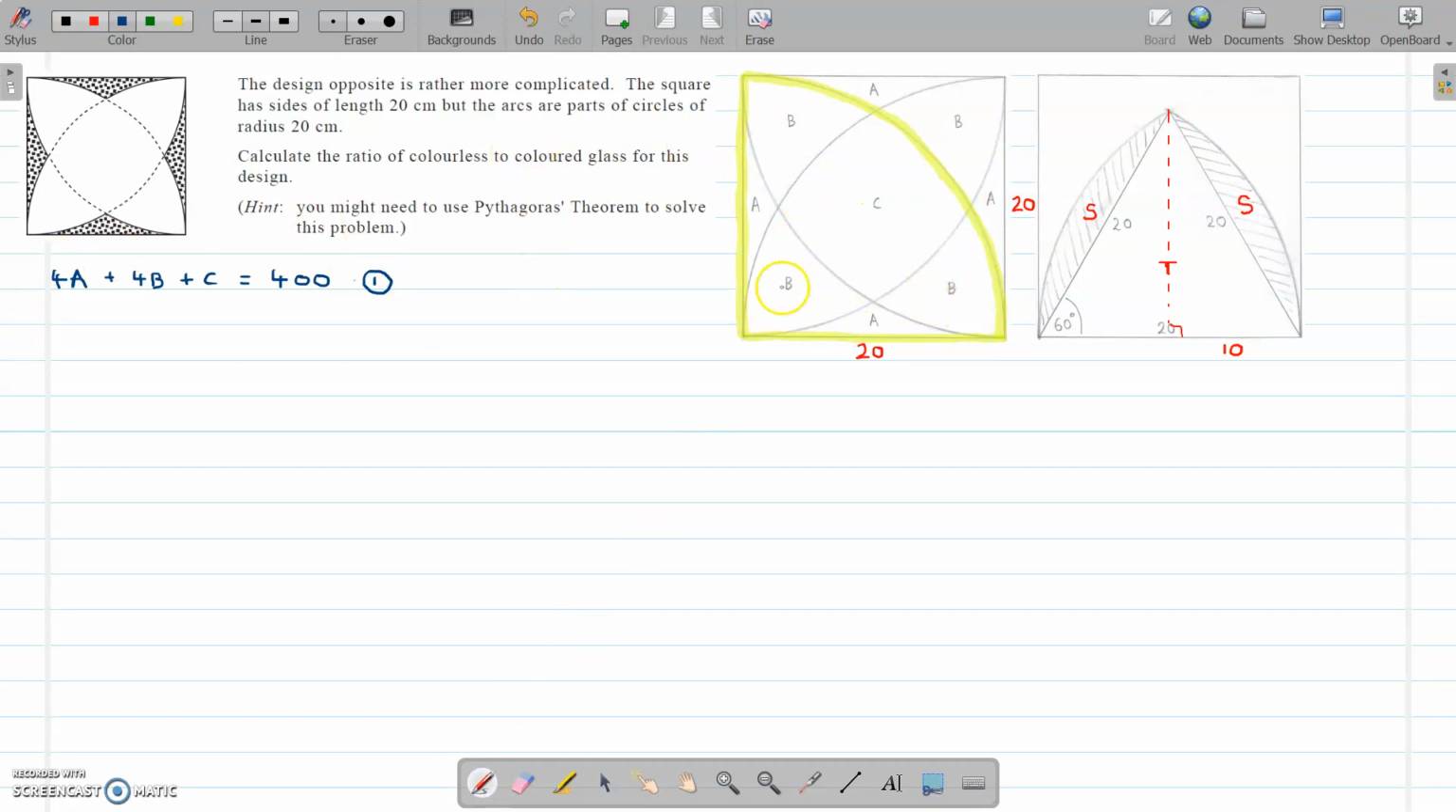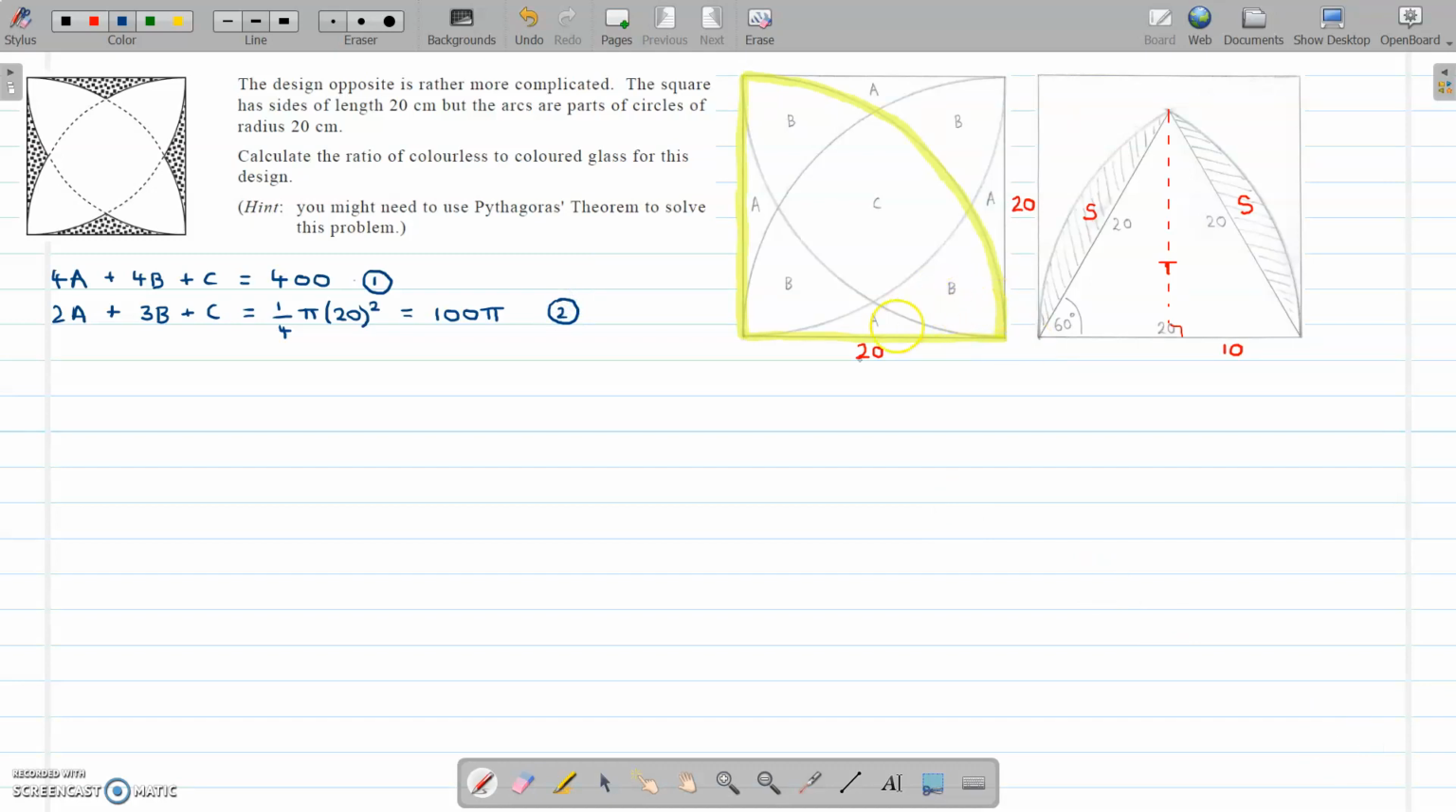The total area inside this quarter circle is A plus A, so 2A, plus I have 3B in there, and I also have C. And I know that that's the same as 1/4 of a circle of radius 20. So it's 1/4 of pi r squared, and in this case it's 1/4 of pi times 20 squared. In other words it's equal to 1/4 of 400 pi, which is 100 pi. I'm going to label this equation 2.